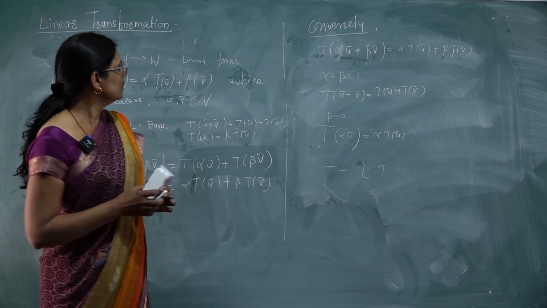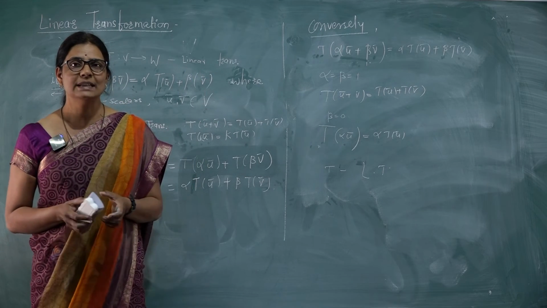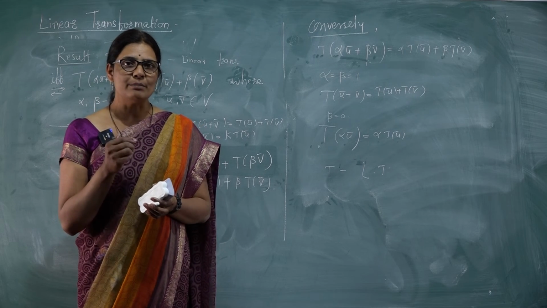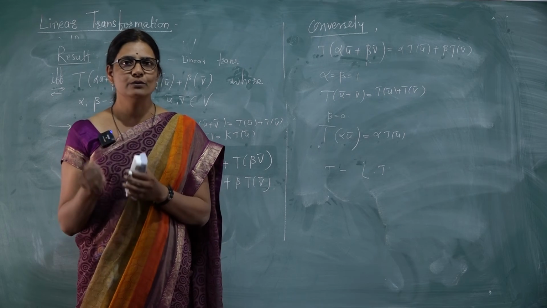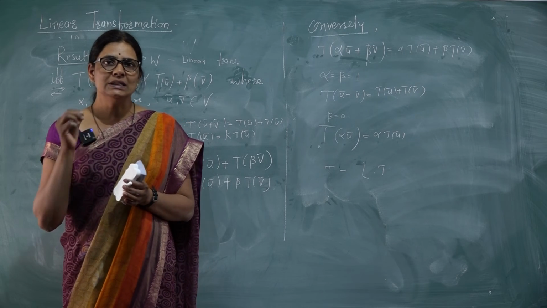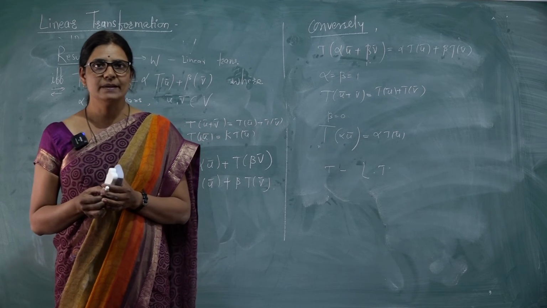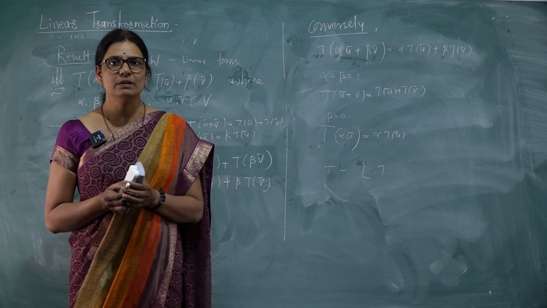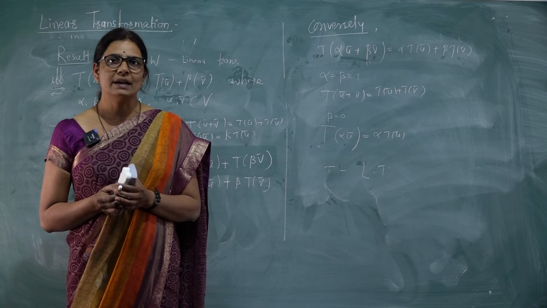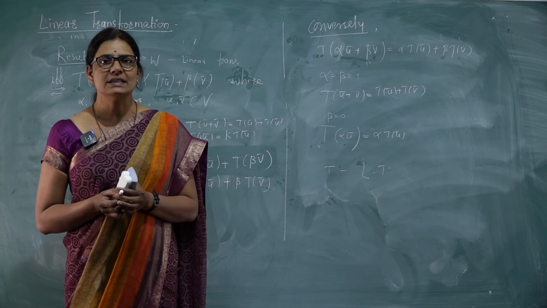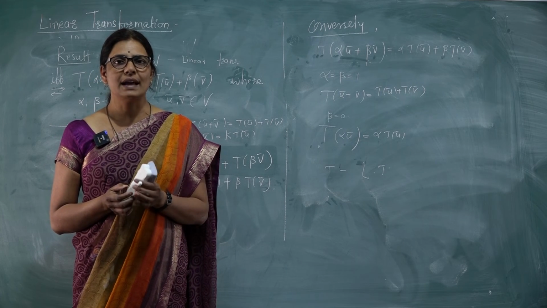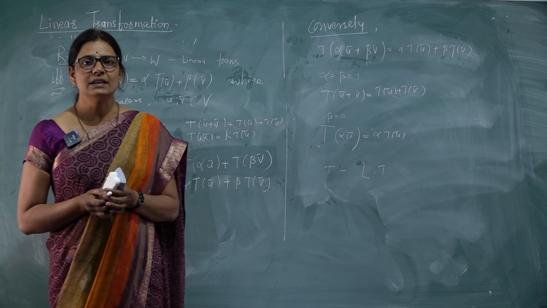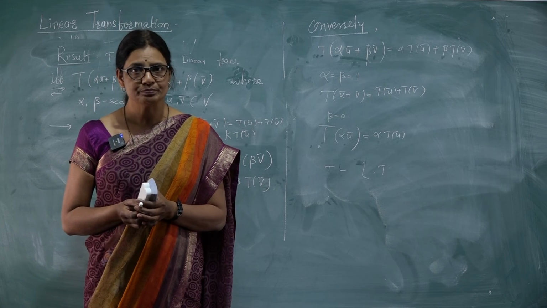So in today's lecture we have studied the definition of linear transformation and some examples. If T is a mapping from a vector space V to a vector space W, it is called a linear transformation if two properties are satisfied. First property is T of u plus v is equal to Tu plus Tv for all u bar and v bar belonging to capital V. And second property, T of alpha times u bar equals alpha times T of u bar, where u bar is a vector in V and alpha is any scalar.